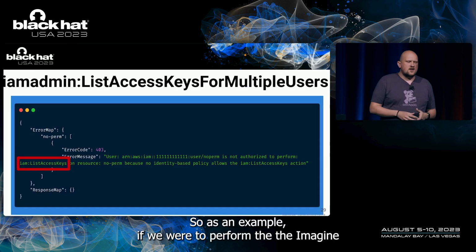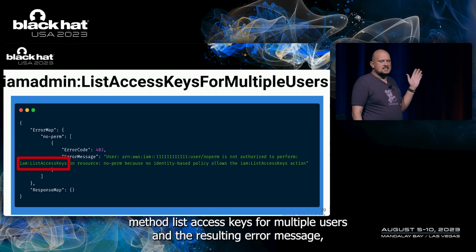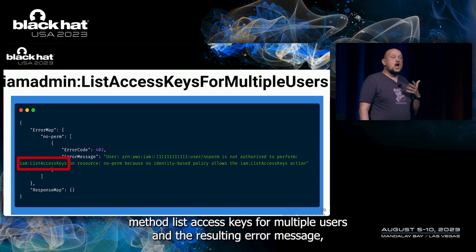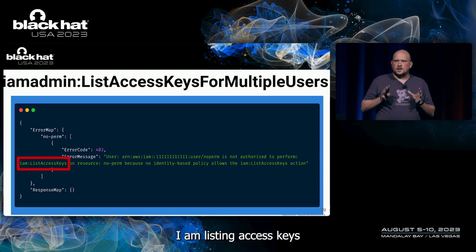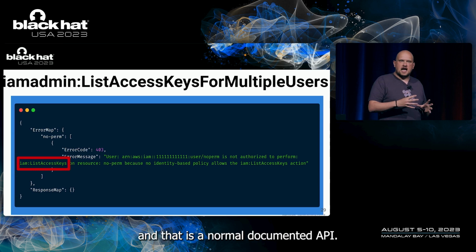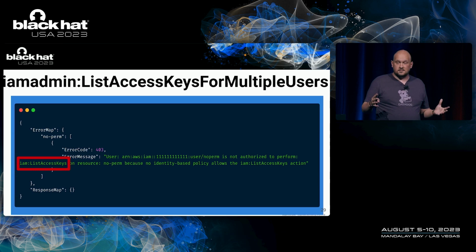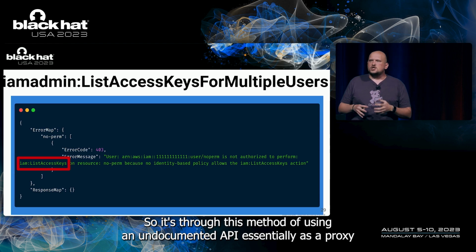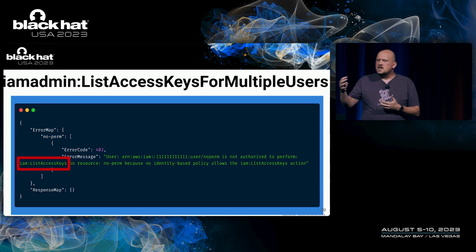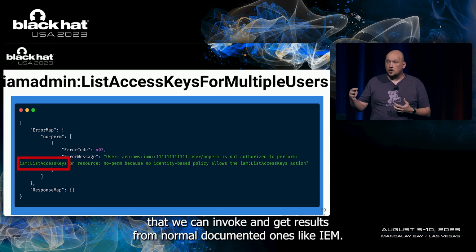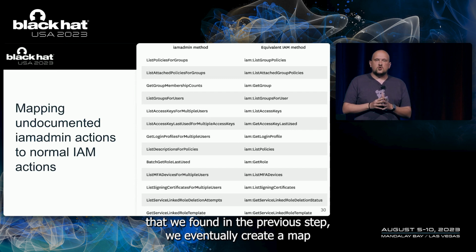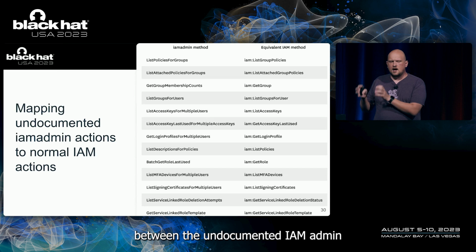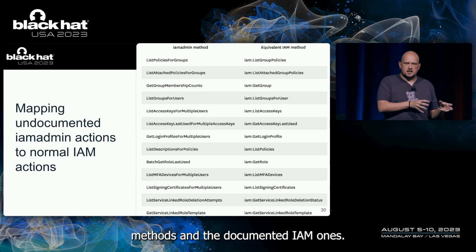So as an example, if we were to perform the IAM admin method list access keys for multiple users, in the resulting error message we would get back the quote, "user is not authorized to perform IAM list access keys." And that is a normal documented API. So it's through this method of using an undocumented API, essentially as a proxy, that we can invoke and get results from normal documented ones like IAM. Now, if we repeat that process for all of the operations that we found in the previous step, we eventually create a map between the undocumented IAM admin methods and the documented IAM ones.